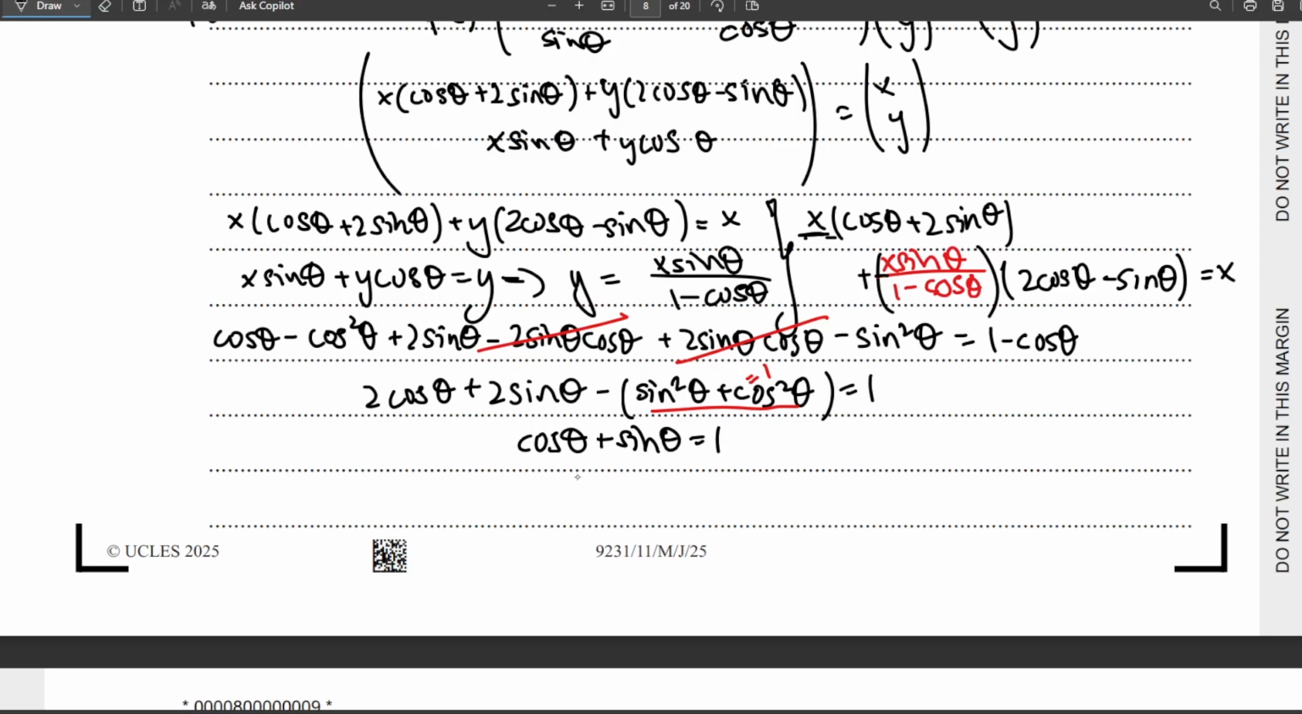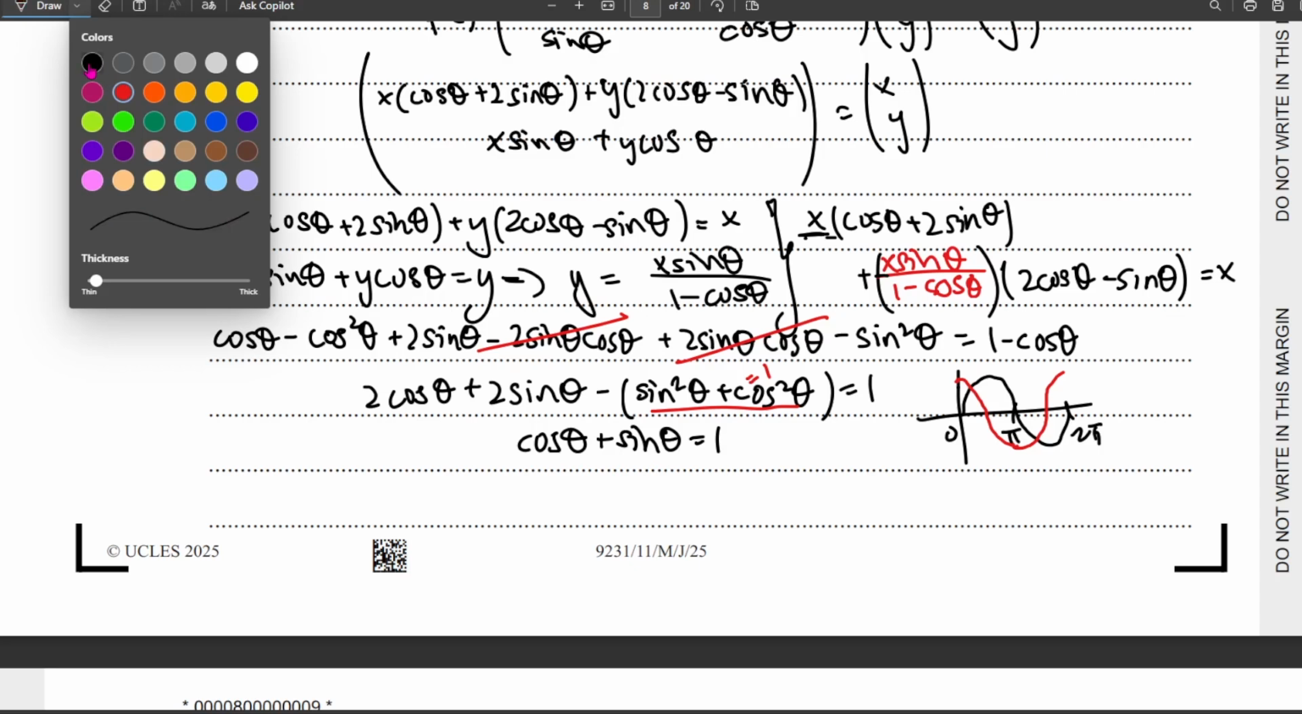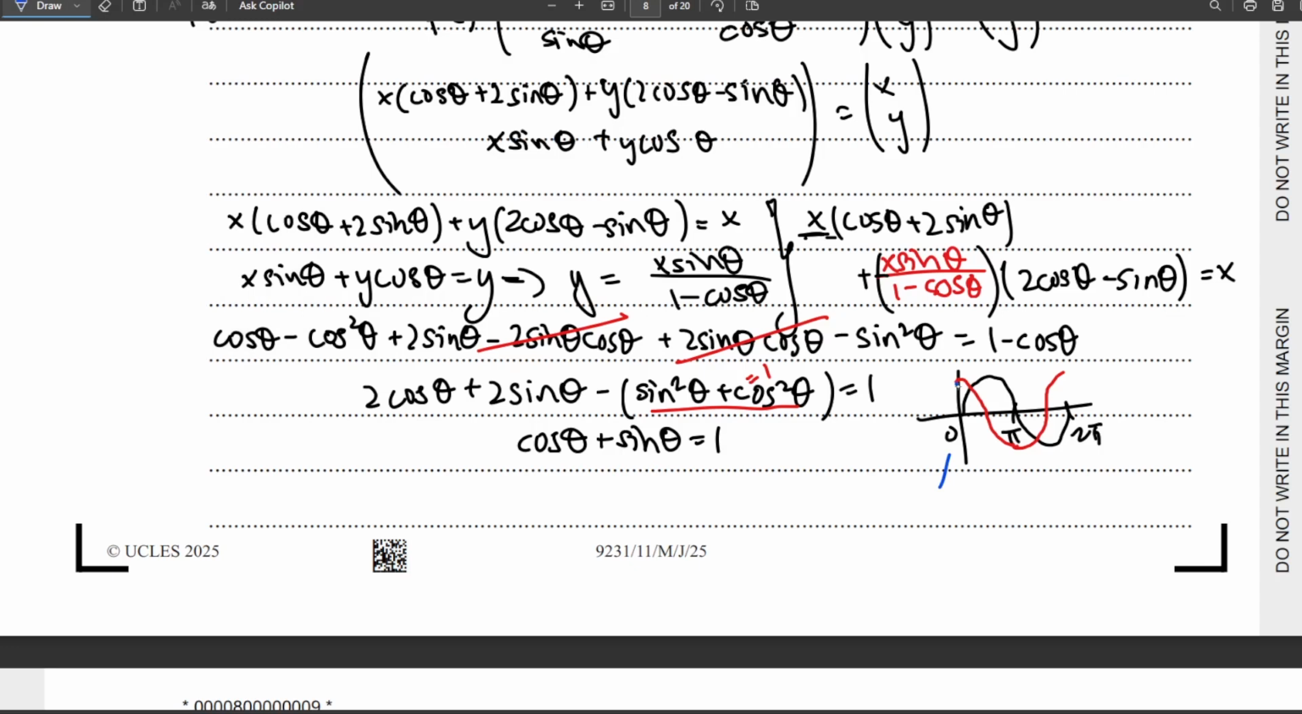So how to solve this one? You can square both sides and solve, but if you can remember your basic trigo graph, let's start from 0. You have a sine graph looking like that. This is pi and 2 pi. Then cosine will be like that. Maybe cosine I use red color, so cosine is red, sine is black. So when do these two sum to 1? At theta equals 0, cosine is 1, sine is 0, so this is a solution actually.